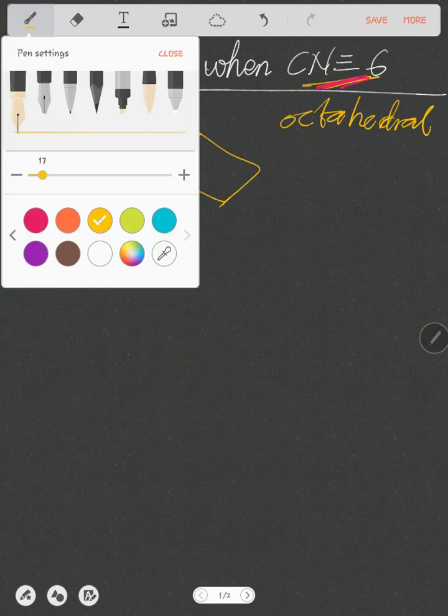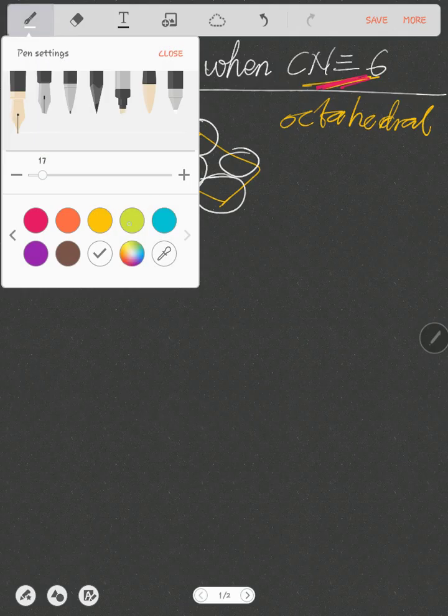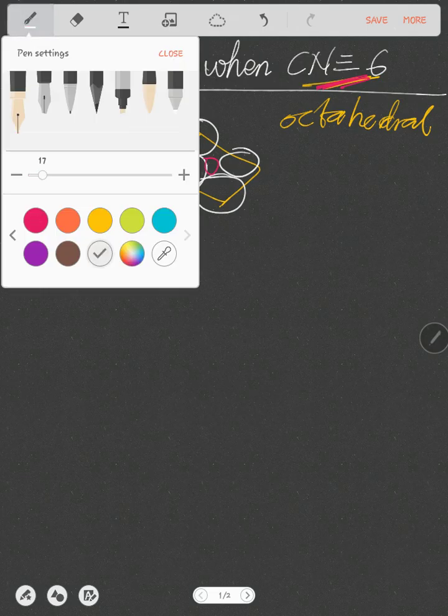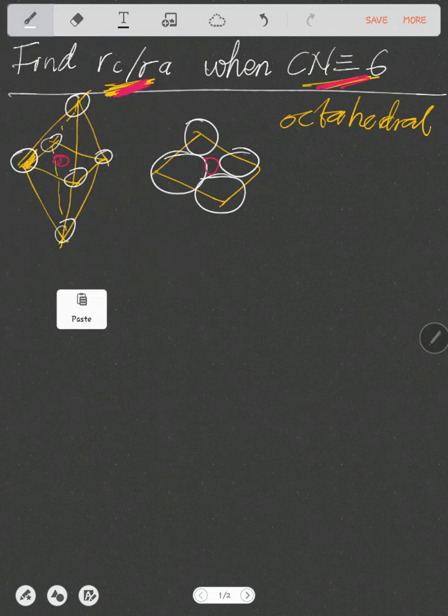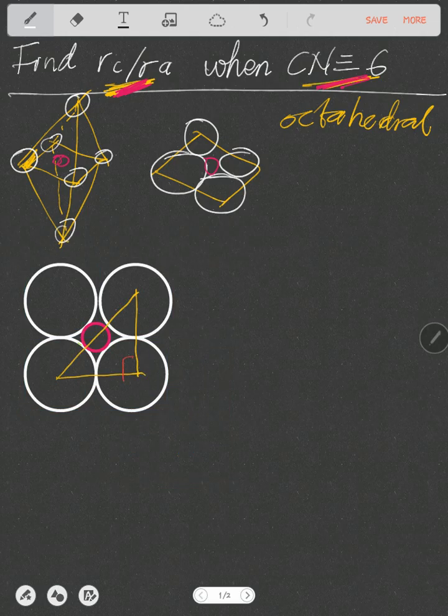So what happens here is that we have anions. In the actual sense, they have to be in contact, so something of this sort. Let's make it a bit bigger. And then we have this here, the cation. We end up getting something like this when we make an expanded view, right? So this is what we have.